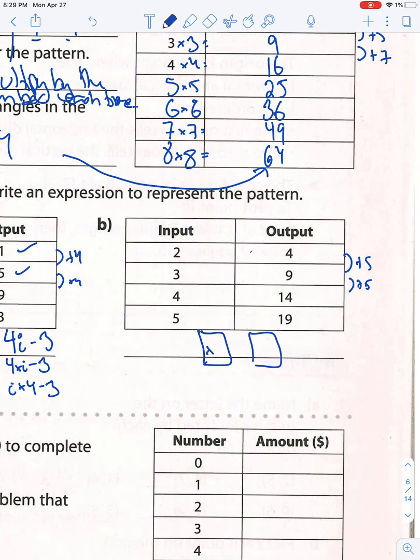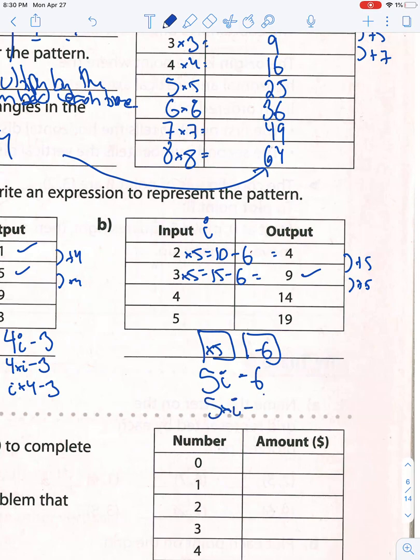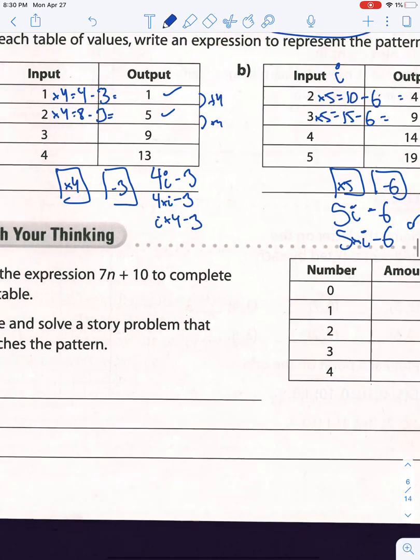Okay, next one is we're going up by 5. So we think it's going to be maybe times by 5. Let's see, 2 times 5 is 10. How do I get to 4? I subtract 6. Okay, test it again. 3 times 5 is 15. Will it work? Minus 6 gives us 9. Perfect. So our answer is going to be, again, if this is I, 5i minus 6, or 5 times I minus 6, or I times 5 minus 6. Any of those will work, okay?